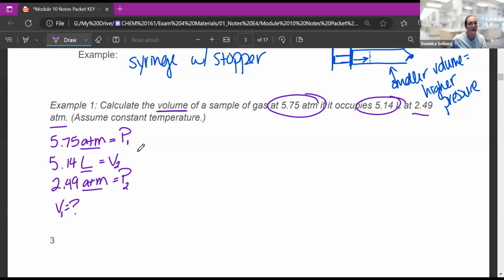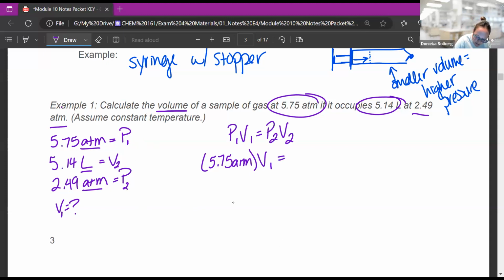I would be like, okay, I got P's and V's, so I need Boyle's law. So P1V1 equals P2V2, and then just plug in and calculate. P1 was 5.75 atmospheres. Now I'm going to keep my units in here. You do not have to in your work, as long as you make sure your units match. I got 2.49 atmospheres is P2 times V2 is 5.14 liters, and then just solve for V1.